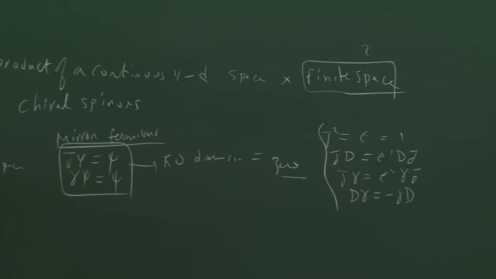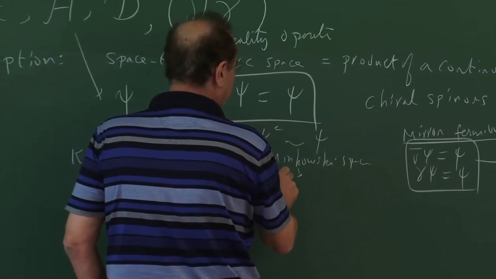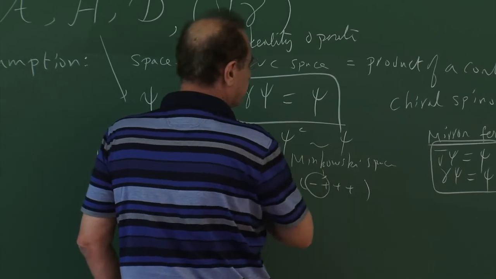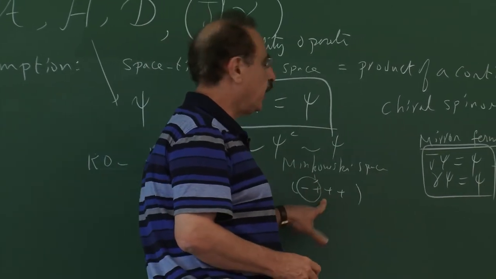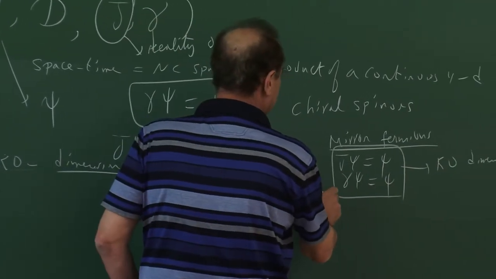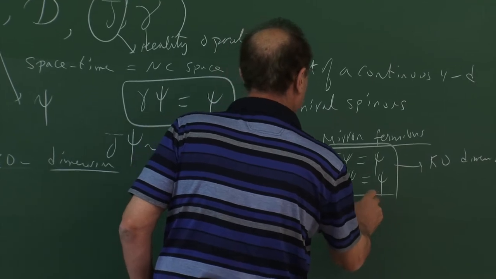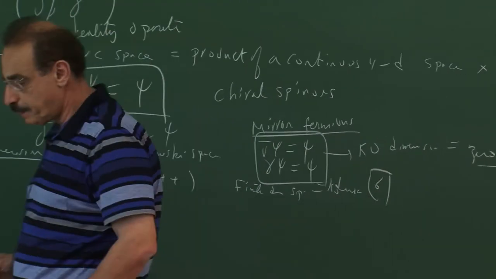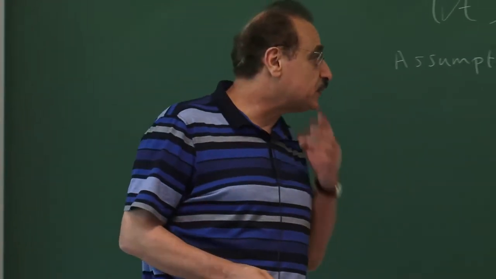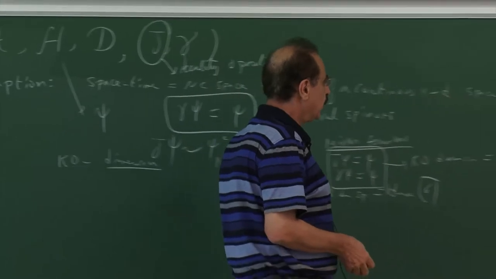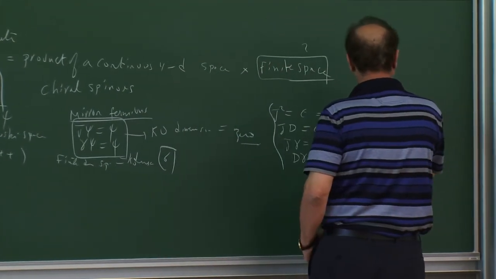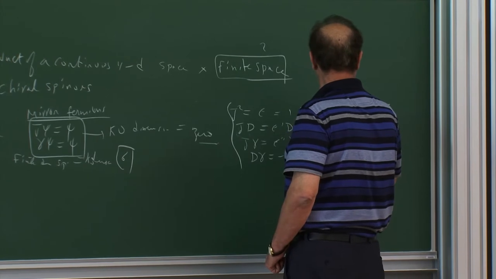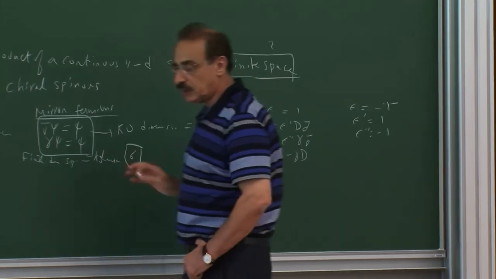Now we know that in Minkowski space you have a four-dimensional space with signature minus plus plus plus, or the opposite. And these would somehow cancel each other. And then you are left with KO dimension 2, which means that the internal space, the finite dimensional space, should have KO dimension 6. So that forces the finite space to have certain properties, and KO dimension 6. Then you need certain sets of epsilon. For example, epsilon is minus 1, and I forgot, I think epsilon prime is plus 1, and epsilon double prime is minus 1, something like that.